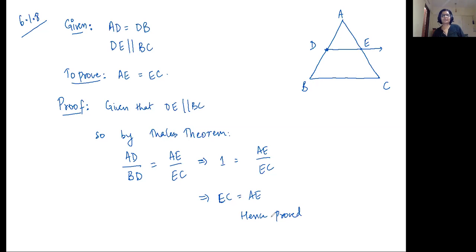Okay. So you do get these kind of questions. How did you get 1? Because AD is equal to BD. Oh, yeah. Okay.